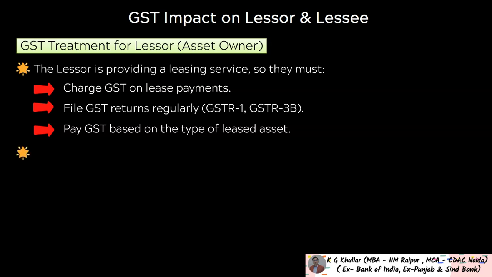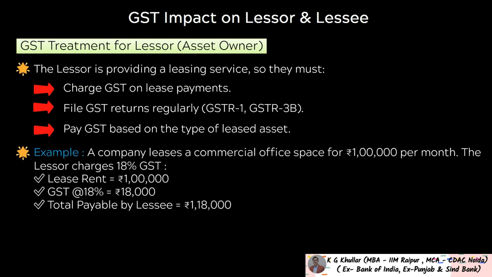For example, a company leases a commercial office space for Rs 1 lakh per month, then the lessor must charge GST at the rate of 18%. So the total invoice amount will be lease rent, that is 1 lakh, plus GST at the rate of 18%, that is 18,000. So the total payable by lessee will be 1,18,000.